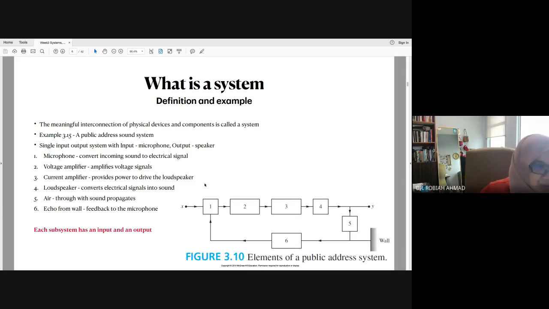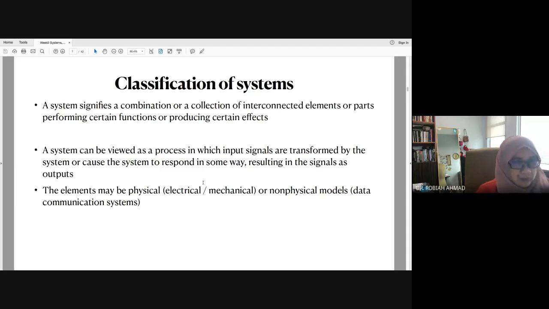Okay, now that we understand the system, let us look into the classification of systems. A system, as we look here, signifies a combination or collection of interconnected elements or parts performing a certain function. For example, just now, one had to convert the physical signals into electrical signals. Another one, amplifying. Another one, provide power. And then another one converted electrical back into sound, for example.